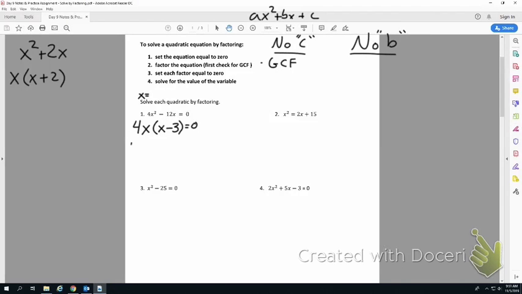So I take each factor, 4x and x minus 3, I set them both equal to 0. 0 divided by 4 is 0. 0 plus 3 is 3.